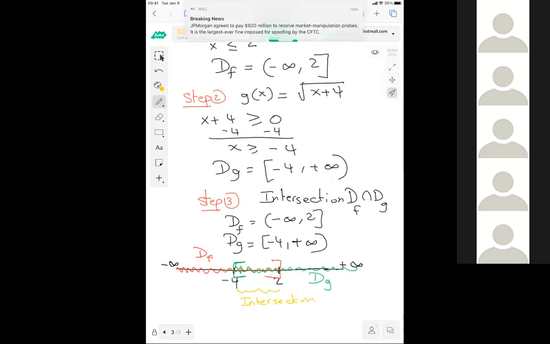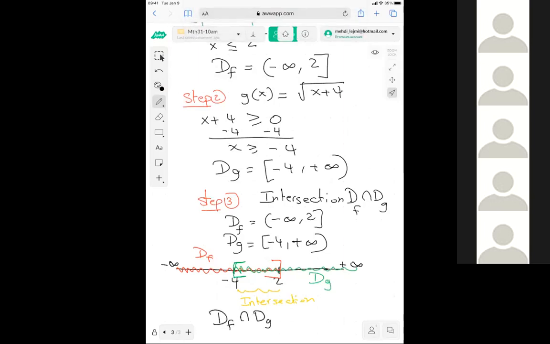So the final answer, the domain of f intersected with the domain of g, should be negative four to positive two, both included. This is your final answer. Any question about this? Negative four, positive two?